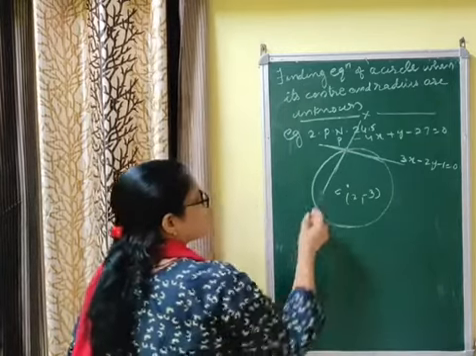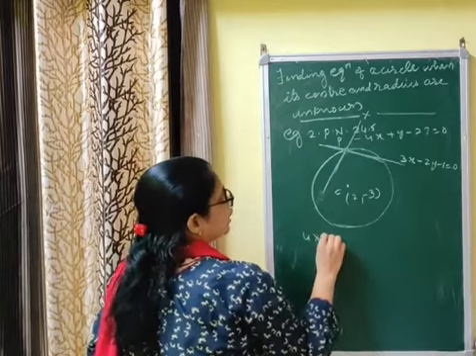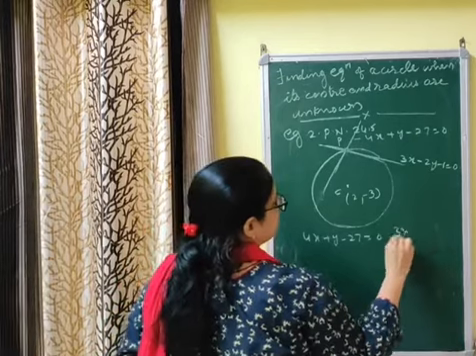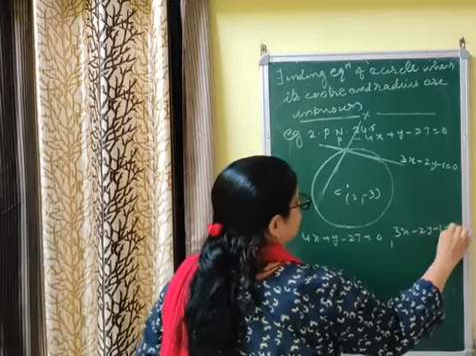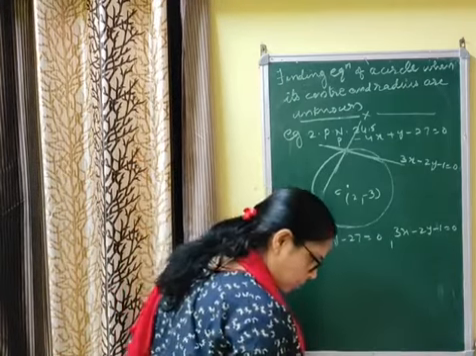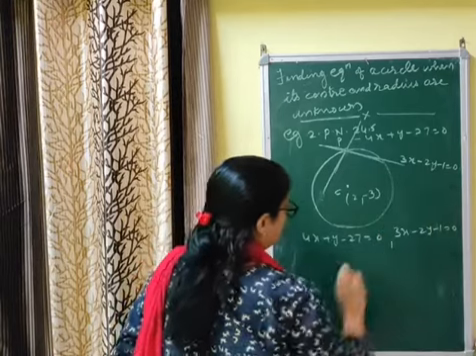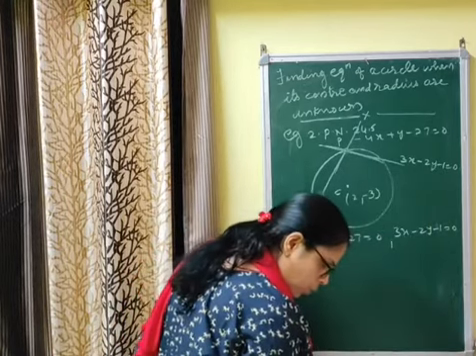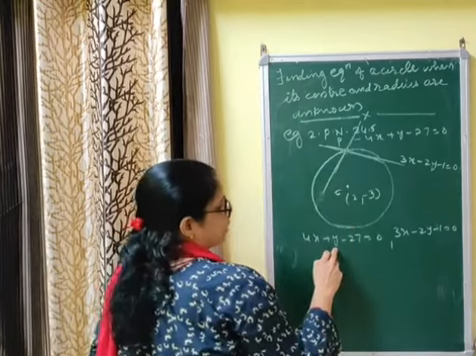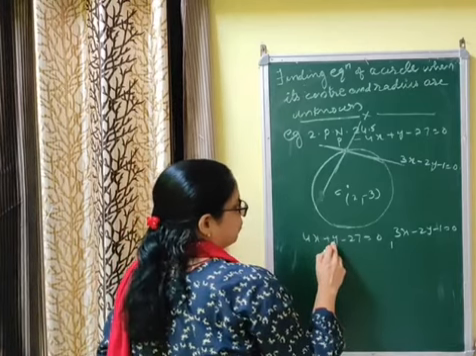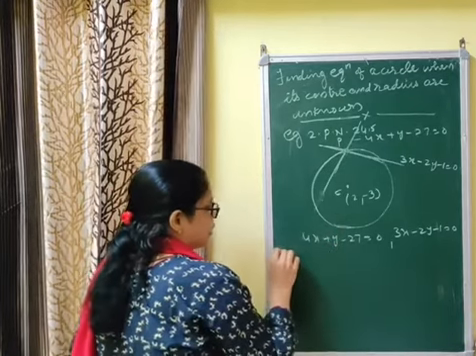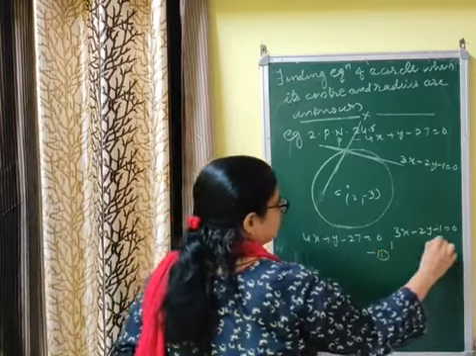How can we find the point of intersection of these two lines? By just solving them. The first equation is 3x minus 2y minus 1 equal to 0, and the second equation is 4x plus y minus 27 equal to 0. I am doing elimination. I want to eliminate the y coordinate. To do that, I bring the coefficient of y equal to 2, then we can do elimination.